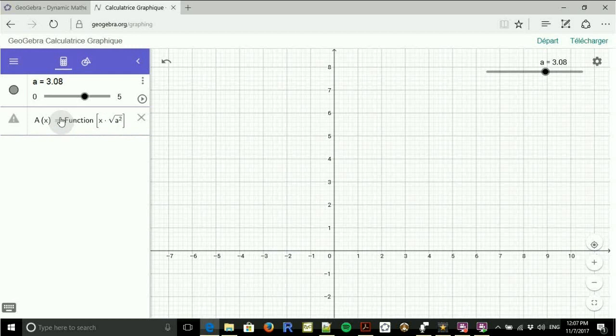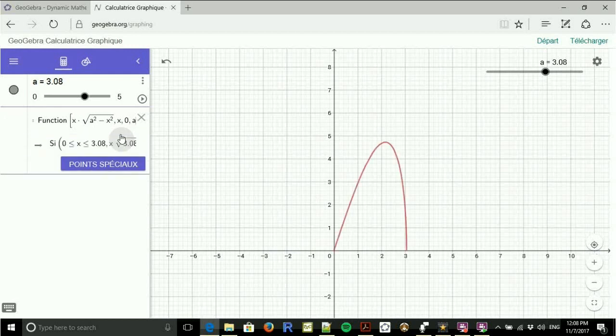So I'm going to type x times the square root of, so this is where I can use the value of the parameter, because it's going to know what it's like, because I've defined a as 3.08 here, so that's what the current value of a is in the expression. So I subtract x squared, and we're going to say that the variable is x, and that we want to graph the function from 0 to a, because that's the domain of the function.